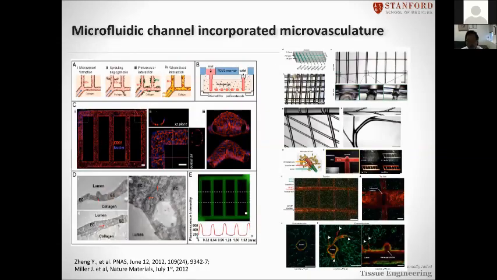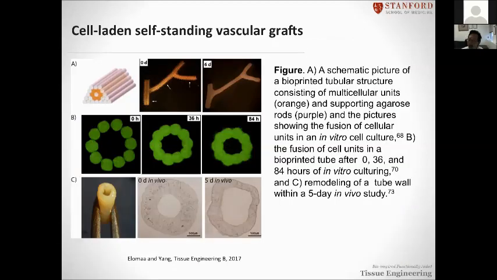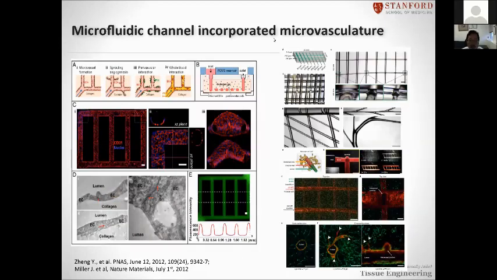Now for the vasculature, in the past few slides we talked about large vascular grafts. However, the vascular bed has large vascular grafts and also the capillary bed. People also use all kinds of technology to try to mimic and re-engineer the microvasculature, that is, capillaries. For example, one paper used a microfluidic device. They used PDMS as the mold and cast collagen with the cell, and they can form a very nice vascular bed. And also people developed printing of sugar, and then casting the cell with the hydrogel.